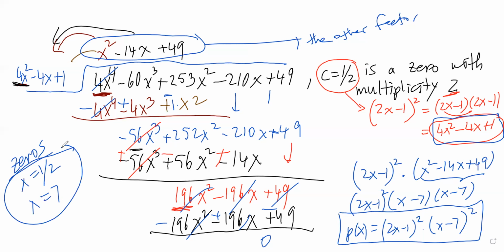But if you have to write down all of them, then you will just basically write the repeated ones. So 1/2, 1/2, 7, 7. So you have 4 zeros in total, but we have 2 distinct ones. So if you have to write down all of them, just write down everything, including the multiplicities.